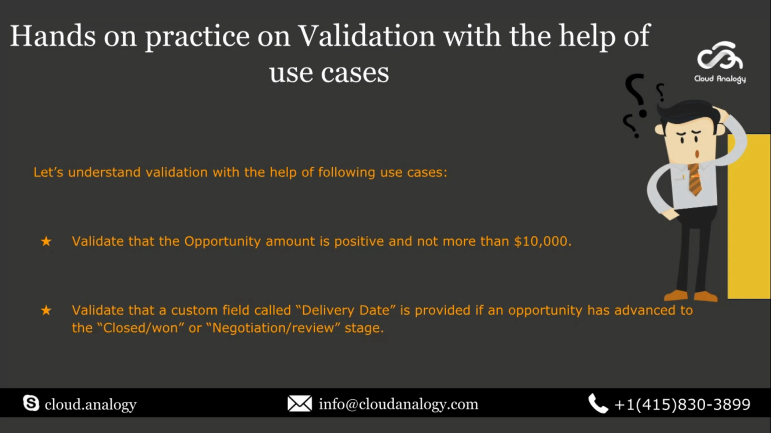So guys, we have two use cases for today, so we will check on those. First use case says validate that the opportunity amount is positive and not more than $10,000. Okay, we'll just do it one by one. So first is validate that the opportunity amount is positive and not more than 10,000, right? So let's quickly move on to our org and see how we can do this.